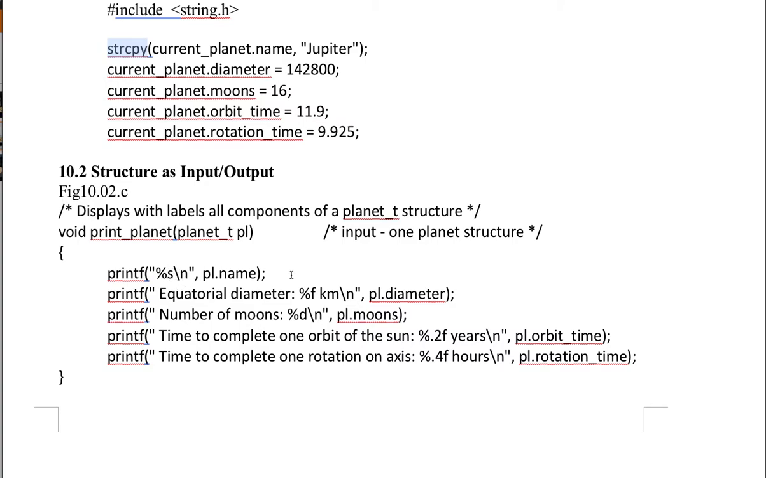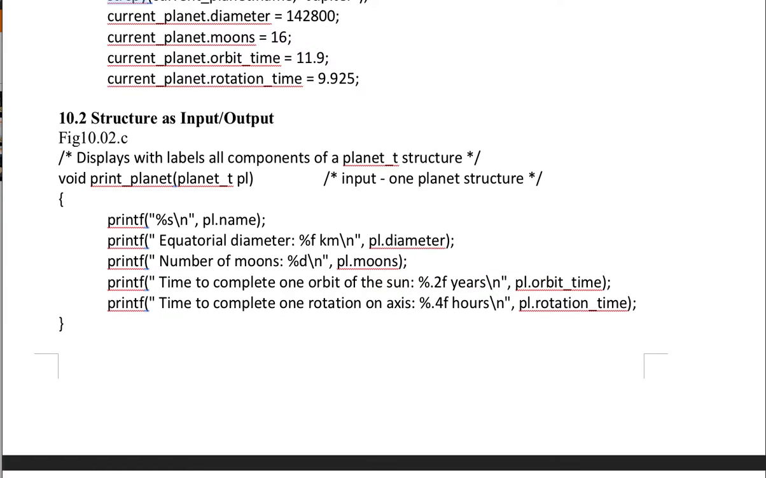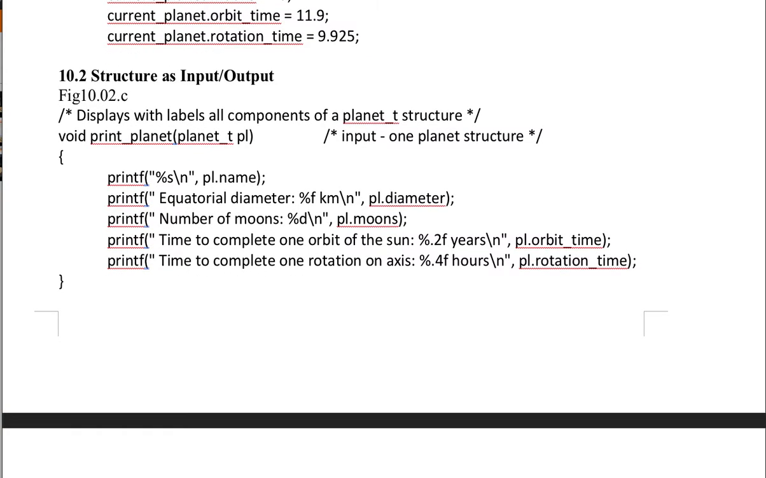The next part is somewhat more complicated. How do we make a planet type variable an output for a function? It's a little more complicated. I'm trying to see if I can explain it to you using the next example.